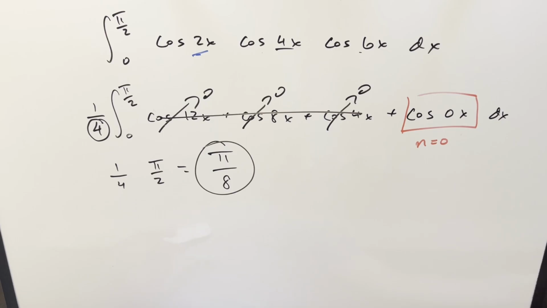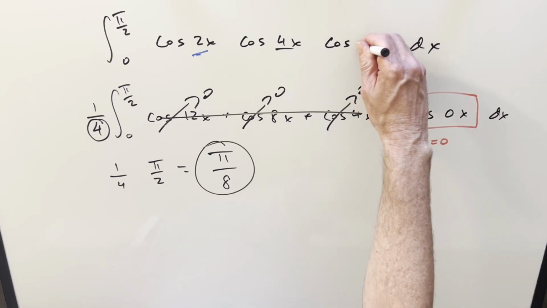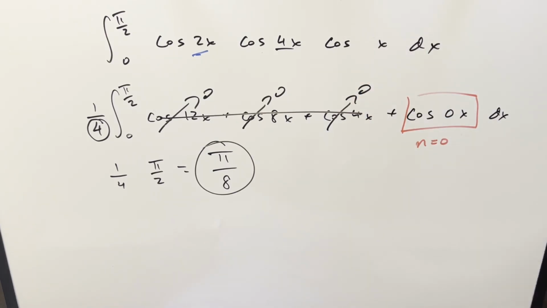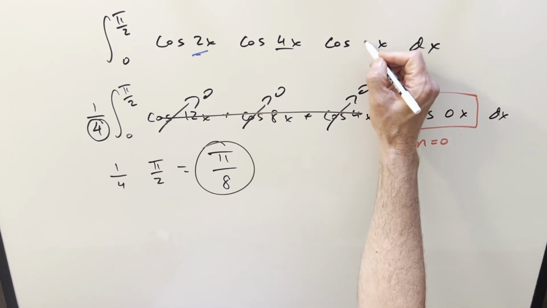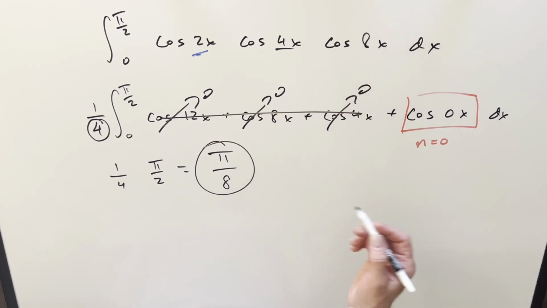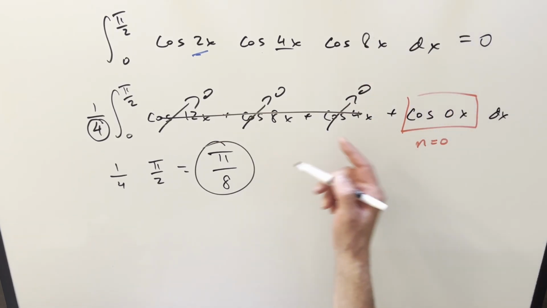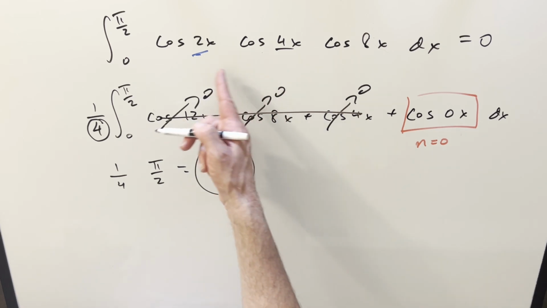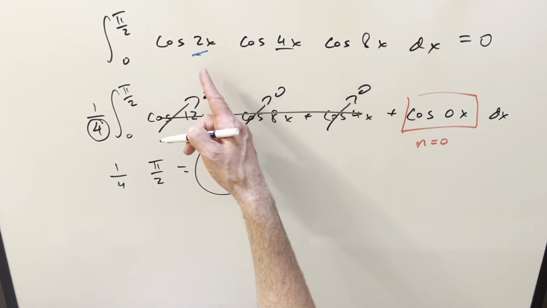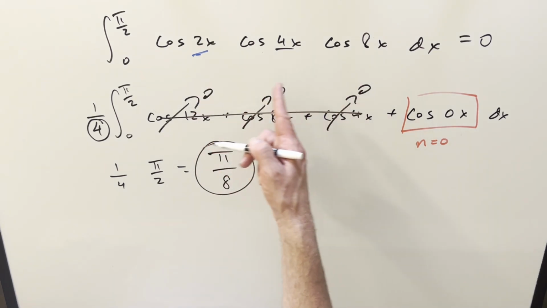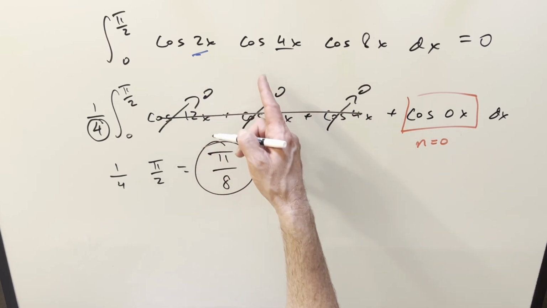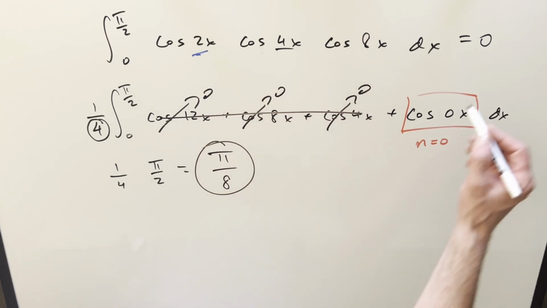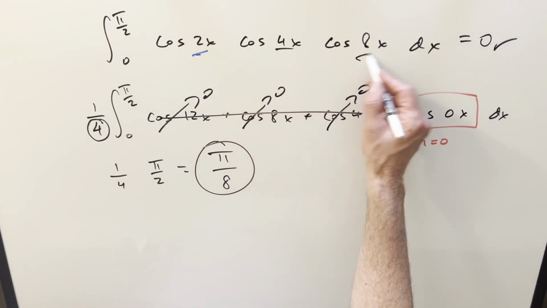I guess an interesting variation on this, if you do cosine 8x there, then now this one is going to be 0 because you're not going to get the n equals 0 case. I don't think there's any way to get an n equals 0 out of this combination. No, not possible. So you could do a slight variation and you get the 0.